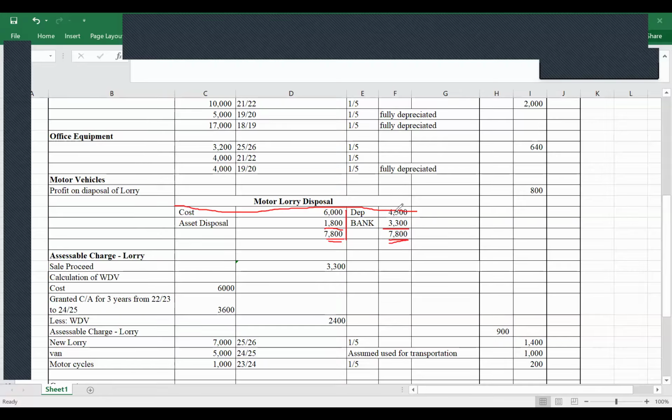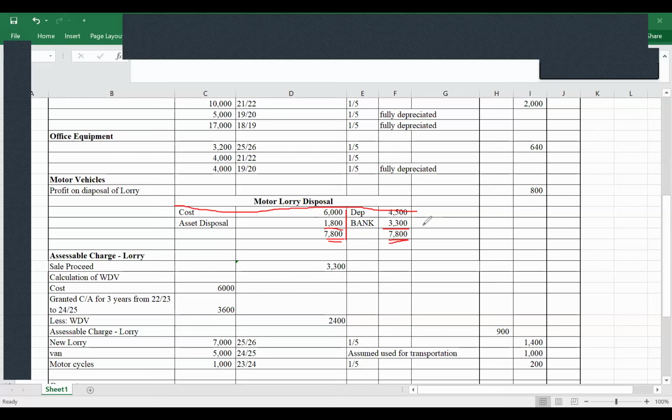So 1.5 million is the balance amount of the worth of that lorry at that time, and after selling 1.5 million worth of lorry, the person received a 1.8 million profit.